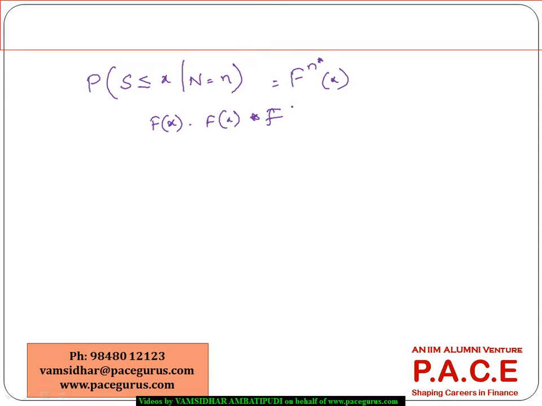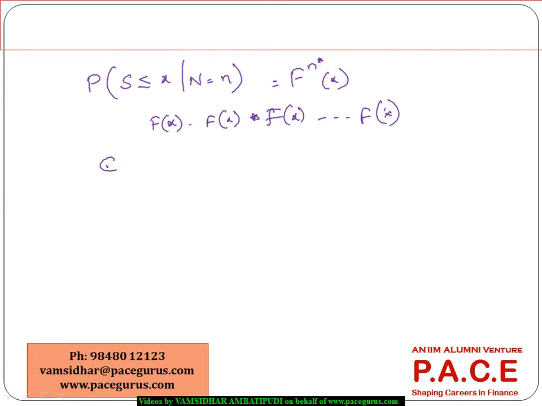So when simplifying this, whenever we are talking of the probability that S is less than or equal to x given n equal to n, this comes out as an n-fold convolution. The n-fold convolution of x comes out as f of x convolved with f of x convolved with f of x, like that n times, right? The convolution of each one. So for each of the variables, n times I'm getting this as an n-fold convolution.